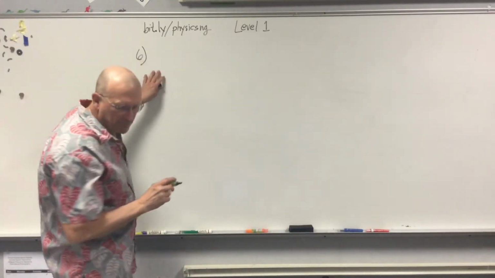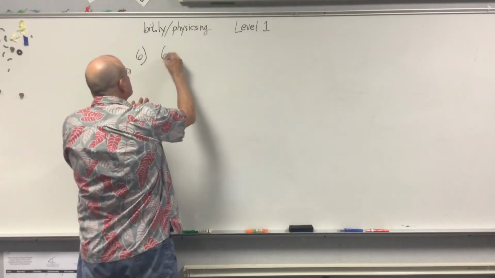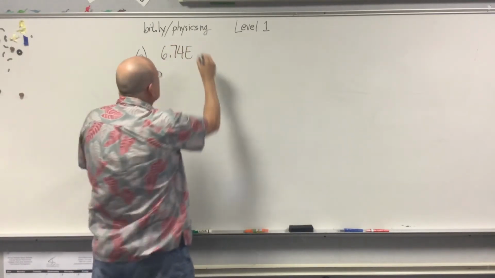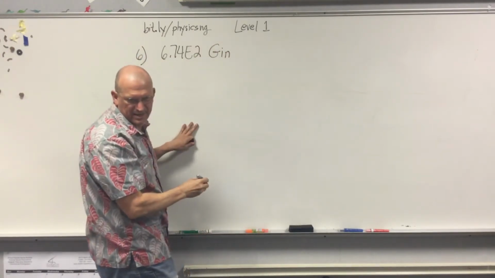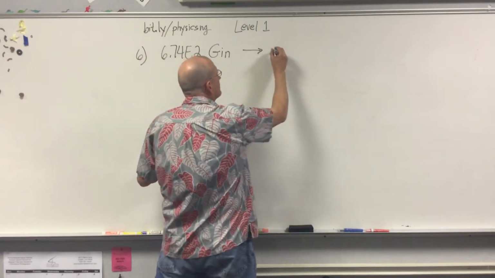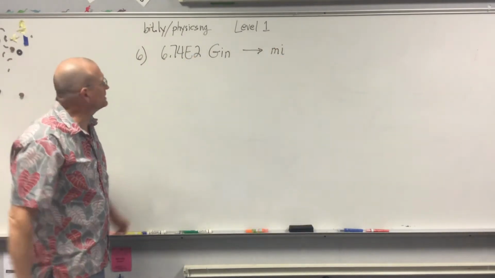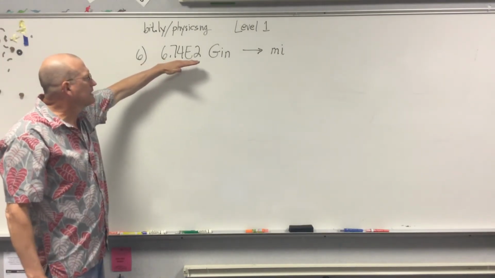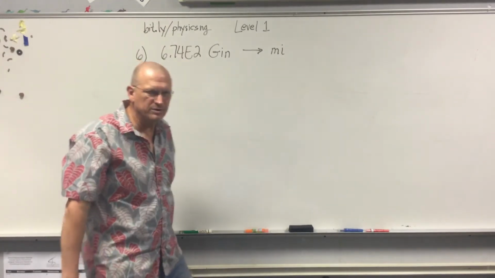Okay, so problem number 6, this is what it looks like. 6.74 E2, then you see this thing, and that's what it looks like on the worksheet. So we are supposed to take 6.74 E2, or 10 to the second, giga-inches, and convert it to miles.